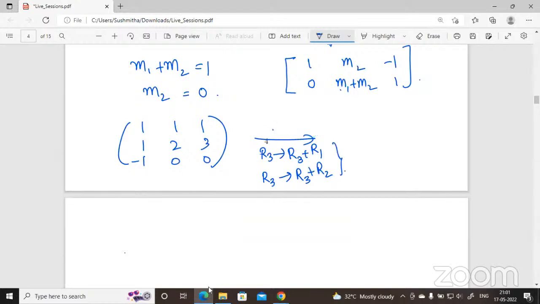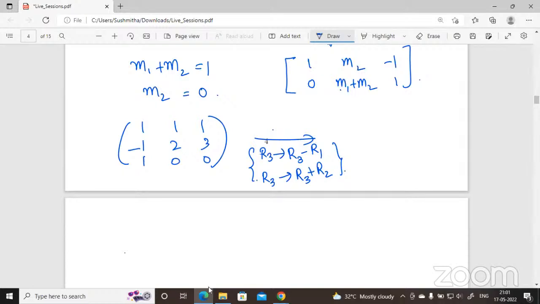This one you're saying, right? You can do it either with row 1 or with row 2. Anything is fine. Minus also, if not even plus, let us say if it is this, then it is going to be R3 minus R1 or R3 plus R2. Anything is fine.